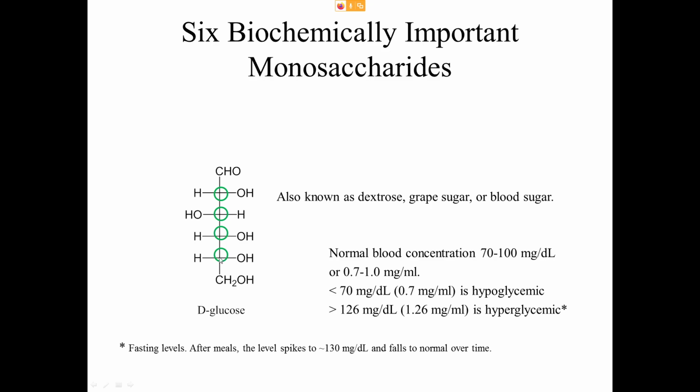So if you look at the last carbon, that's chiral, that determines if it's D or L. So looking at the last carbon, where is the OH? Is it on the right or the left?